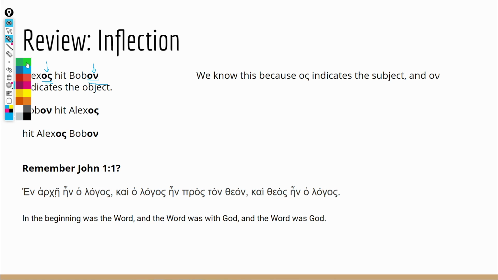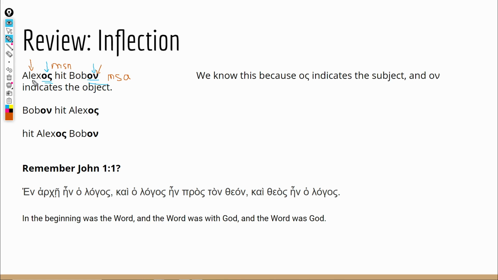But a bit more so than that, we know that on is what we would call masculine singular accusative. Okay, again, I'm using some terms that people who have been in my other lectures will be familiar with. And os is masculine singular nominative. Okay, so we know that this word Alex is the subject and Bob is the object.